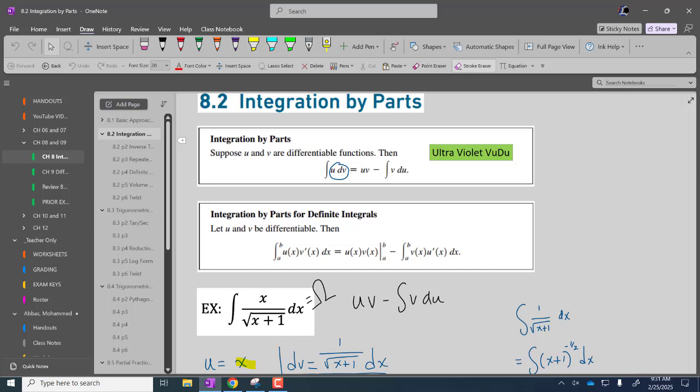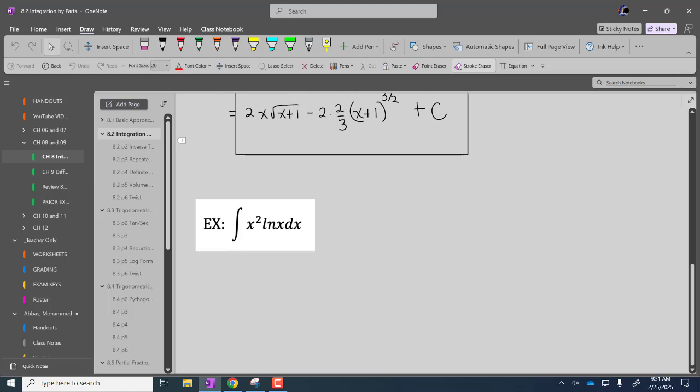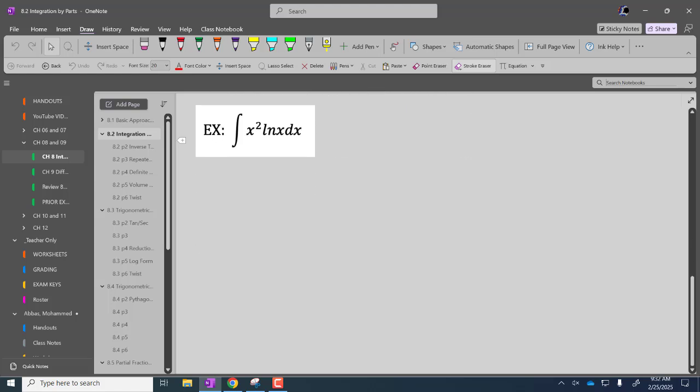It's going to have a lot of other applications, but that is sort of how it was originally developed, to help us integrate a product. So it parallels the derivative of a product. We know how to do that. Integration by parts is going the other direction. How do we integrate a product? So we did one example. Let's do a second example here.